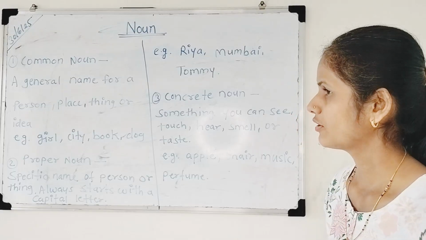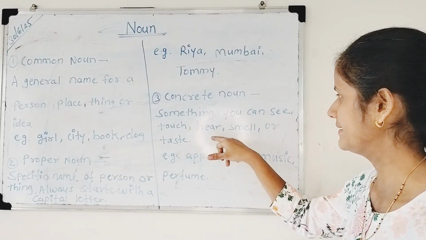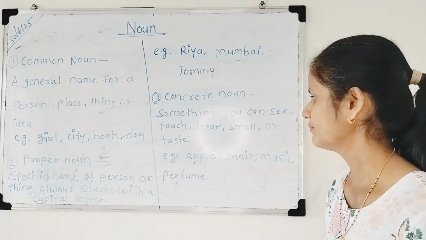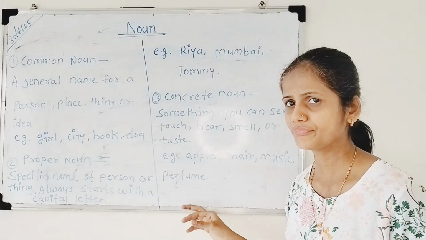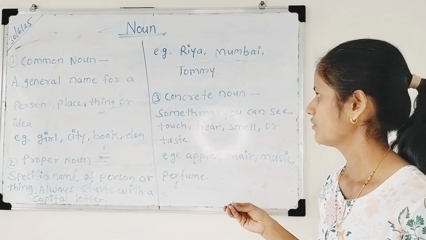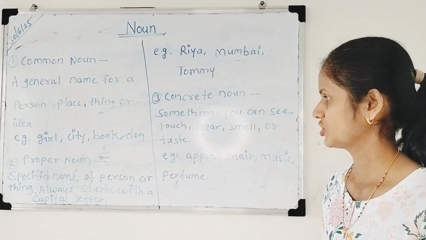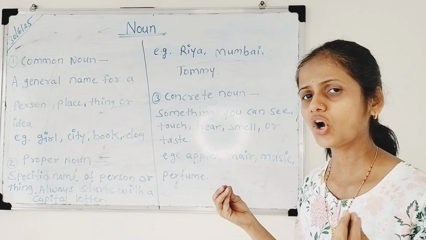Okay. Next, third one is concrete noun. Okay. So what is meant by concrete noun? Something you can see, touch, hear, smell or taste. These are the concrete nouns. For example, apple, chair, music, perfume. These are the concrete nouns. Means what? Something you can see, you can touch it. Okay. You can smell it, you can taste it. These are the concrete nouns.